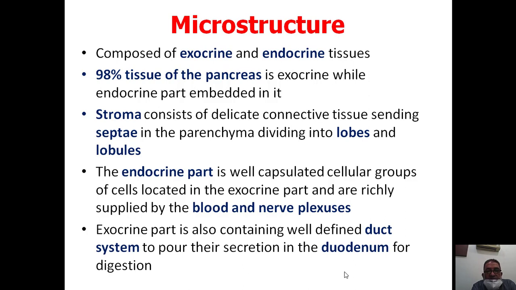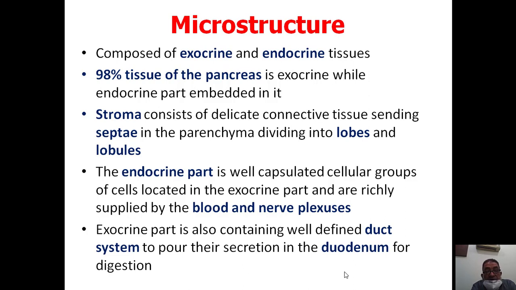The endocrine part is well capsulated. Cellular groups of cells located in the exocrine part are richly supplied by the blood and nerve plexus. So the endocrine part is also called the islets of Langerhans.